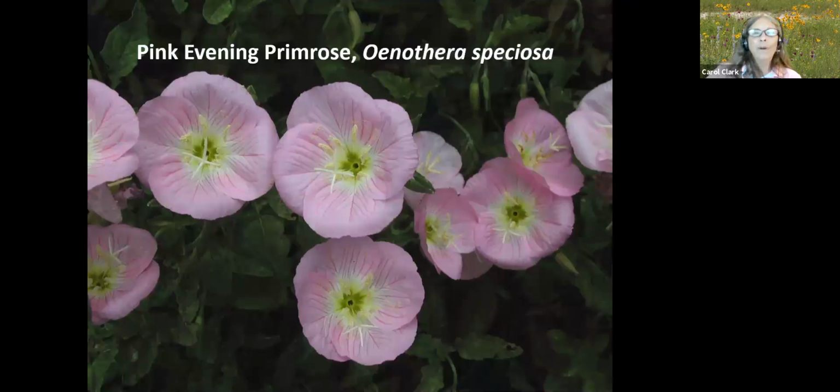Pink evening primrose. You might see this and say, wow, what a great wildflower display. And they are beautiful and they are native plants here. But they're also a species that favors disturbance. So you're more likely to find these along a heavily mowed and disturbed roadside than you are in great numbers in an undisturbed prairie. There will be some there, just not large quantities.